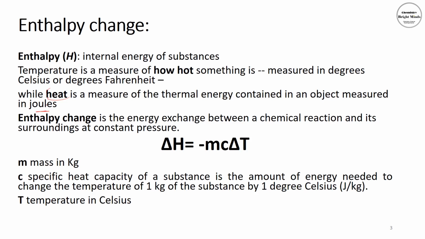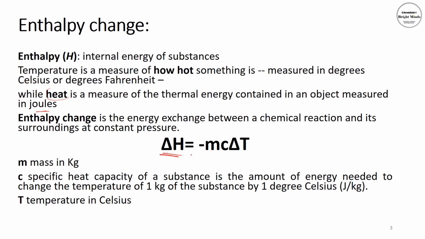Now, because we cannot measure the heat or the energy contained in a substance directly, we will measure the temperature, and this will reflect the change in enthalpy, which is delta H. So delta H is the energy exchange between a chemical reaction and the surroundings. At constant pressure, this is what I can calculate using this formula.